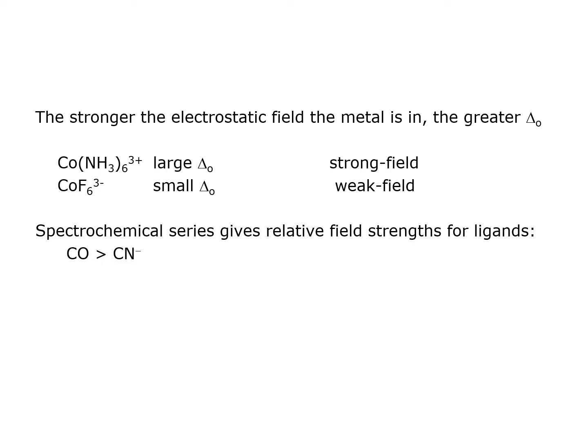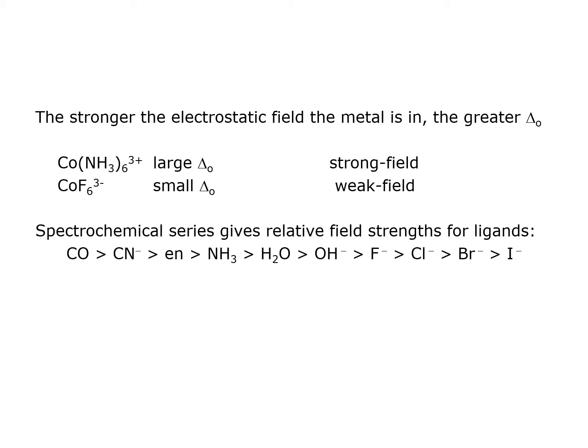Consider carbon monoxide, that is carbonyl, and cyanide, or if you will, cyano. Carbon monoxide is a larger field strength than cyanide. It is a stronger field ligand. But these two carbon-containing ligands are stronger yet than the two nitrogen ligands that I just put on the screen, ethylene diamine and ammonia, which are stronger than the oxygen-containing ligands, water and hydroxide, which are stronger than our halides, fluoride, chloride, bromide, and iodide.